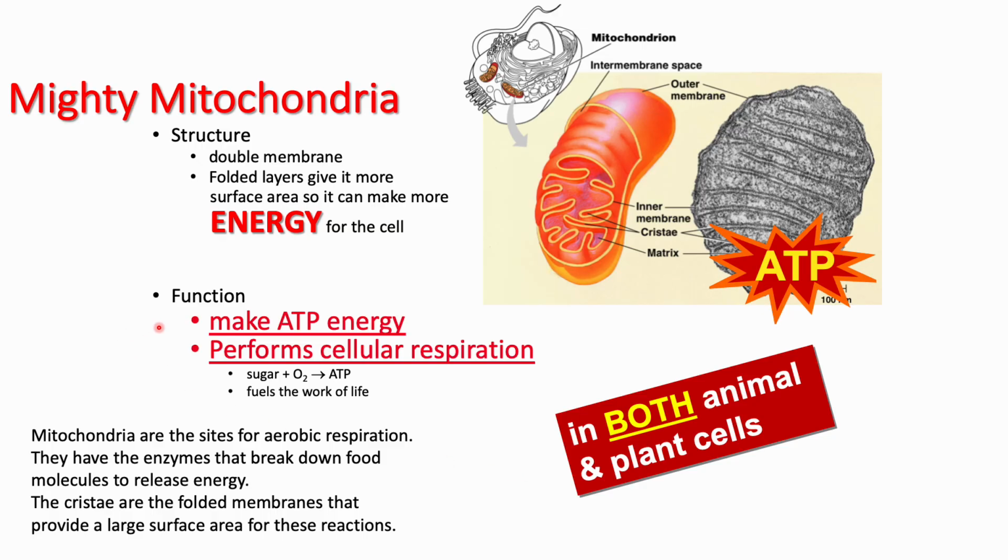Mitochondria is responsible for making ATP, which is going to give us our energy, and it performs cellular respiration. And we will go through this process in more detail later, but basically sugar and oxygen can combine in a chemical process producing the energy, and this is what's going to give us the fuel for life. Mitochondria are found in both plant and animal cells.